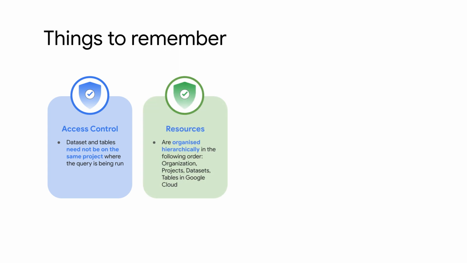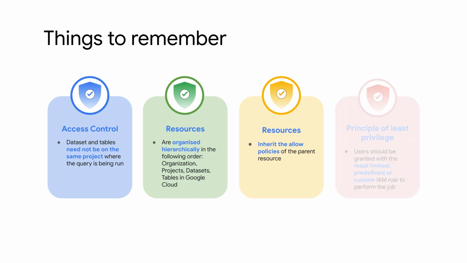Resources in Google Cloud are organized hierarchically in the following order: organizations, projects, datasets, and then tables. Resources inherit the allow policies of the parent resource. Granting a role to the user at a specific level will provide the permissions of that role at all levels lower than that level. For example, granting the BigQuery Data Viewer IAM role at a project level will provide the permissions of this role to this user for all datasets and tables in a specific project.